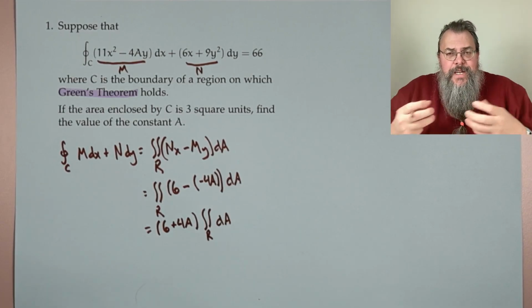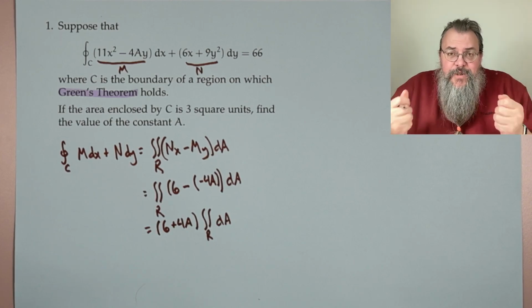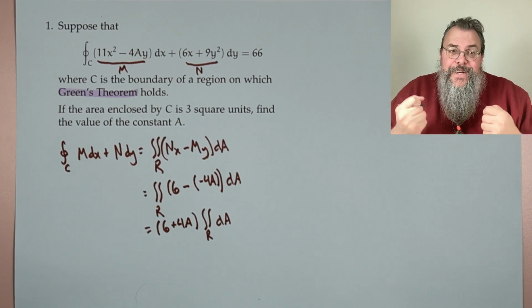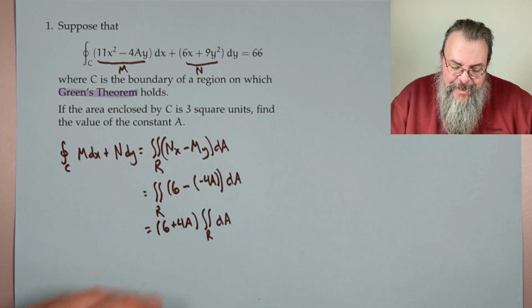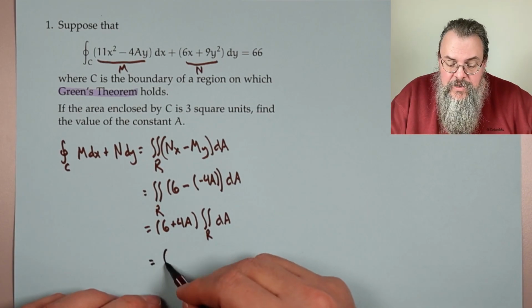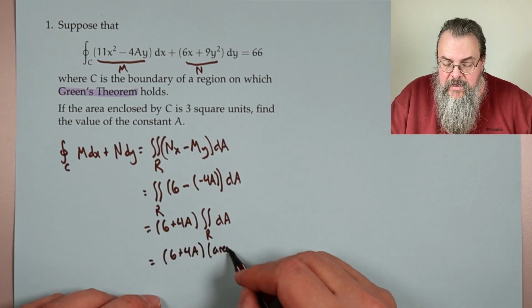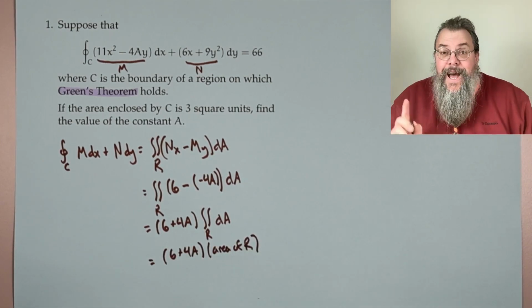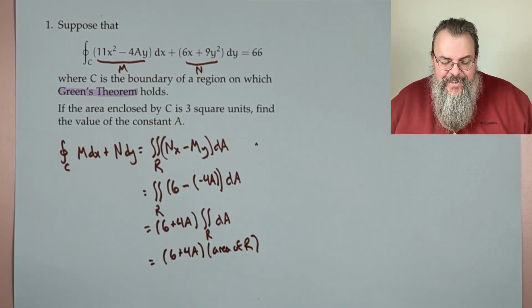Well, what you're doing is you're taking your region R, you're splitting it into little tiny pieces. You're saying the contribution from each piece is the area of the piece. Then you're adding it all back up. It's the area of your region R. So this is really 6 plus 4a times the area of our region. Now, do we know what it is? Yes, it's 3, right? Because it said our region has area 3.